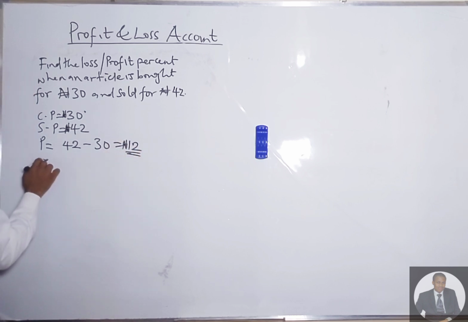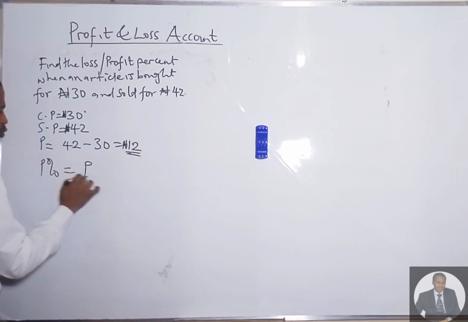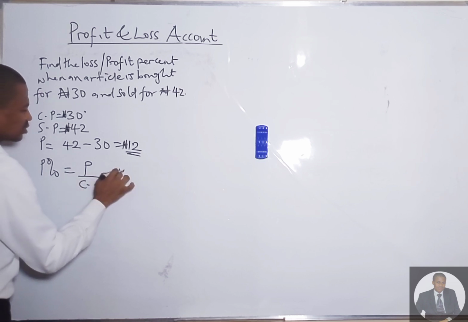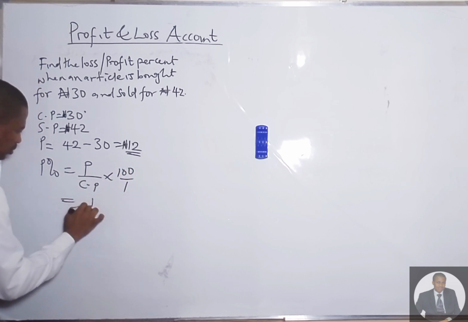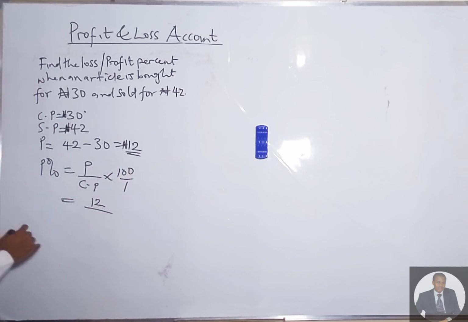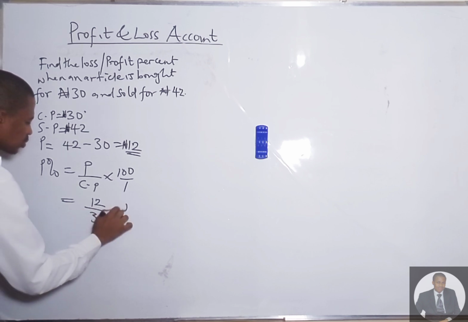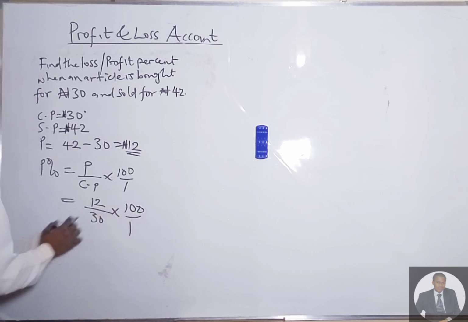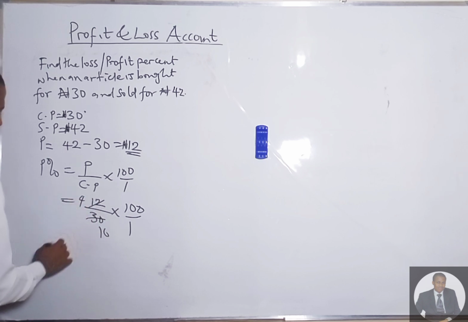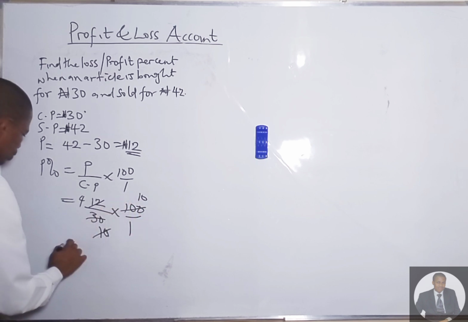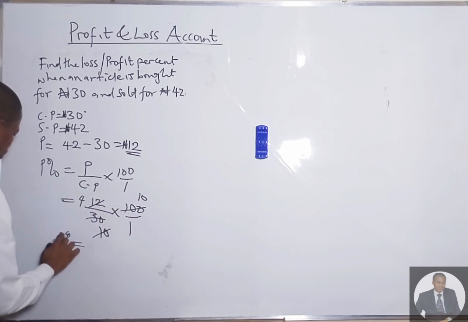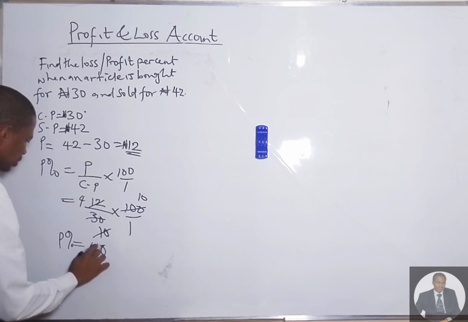Hence, the profit percent will be profit over cost price times 100 over 1. That will be 12 over, what's the cost price? 30 times 100 over 1. 3 in 12 is 4. 3 in 30 is 10. So 4 times 10, our profit percent will be 40%.